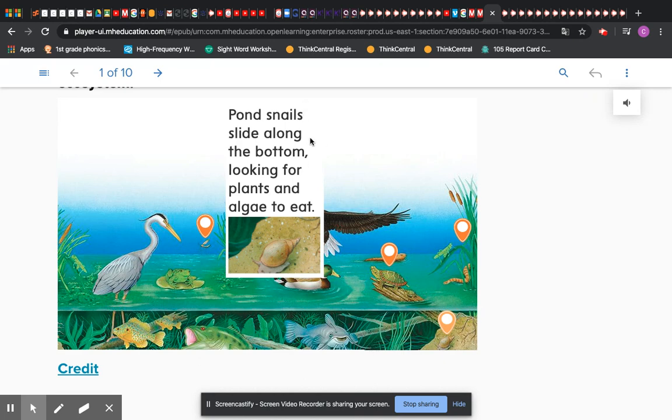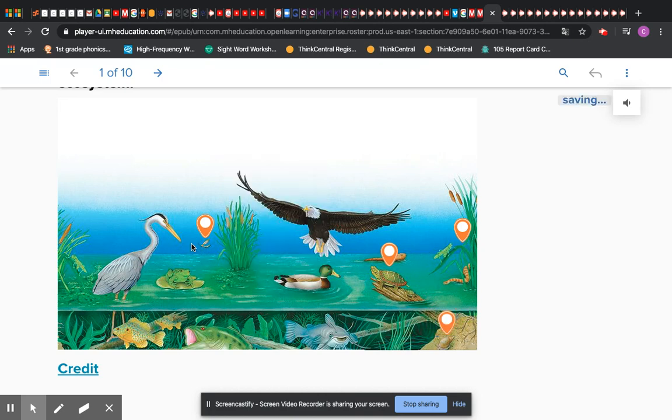Pond snails slide along the bottom looking for plants and algae to eat. So all these animals, whether they are on top of the water, flying above the water, or on the bottom of the pond, are all competing for food and space.